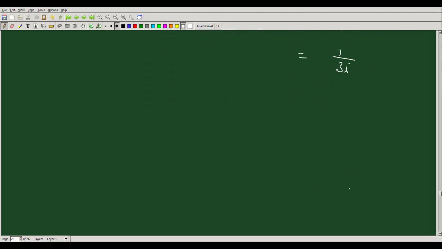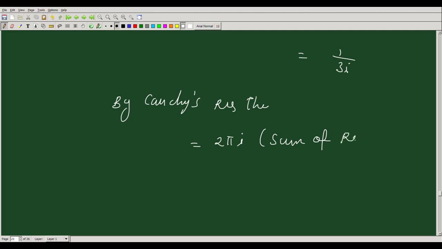Solving this, you are getting 1 by 3i. And finally, by Cauchy's residue theorem, what does Cauchy's residue theorem say? 2 pi i into the sum of the residues. Right? So 2 pi i into, the first residue is 0, the second residue is 1 by 3i. So I am cancelling this i. So you are getting 2 pi by 3 as the answer for this problem.